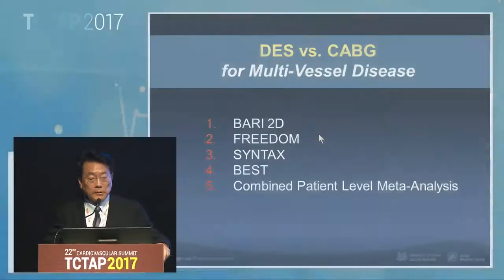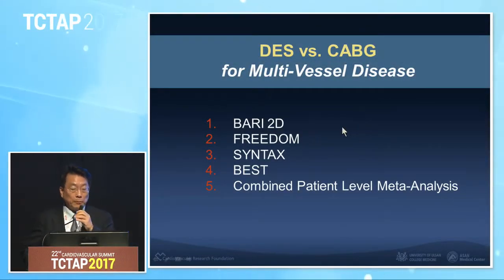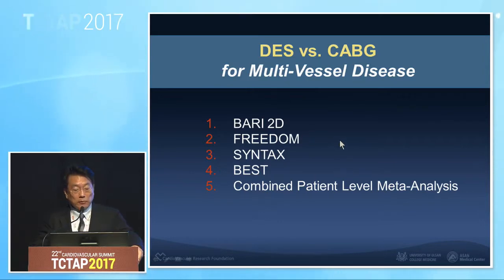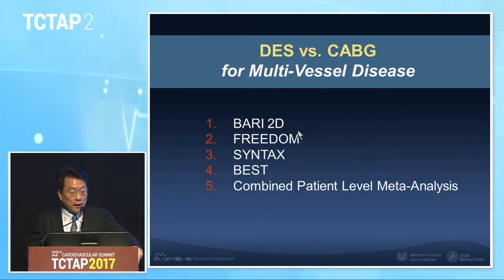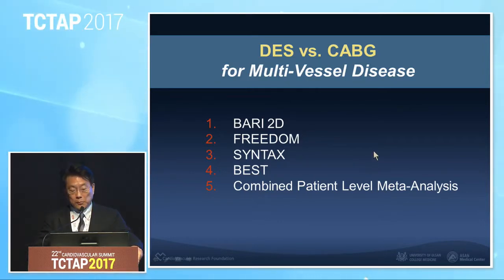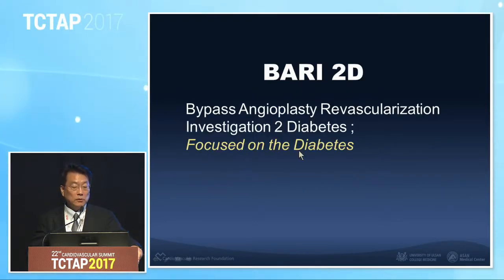I'm going to talk about the impact of complete revascularization for multivessel disease. PCI versus bypass surgery for multivessel disease: actually, we have very limited data. We have the BARI 2D randomized study, the FREEDOM study, the SYNTAX study, and a combined patient-level meta-analysis. I'd like to show the brief results.